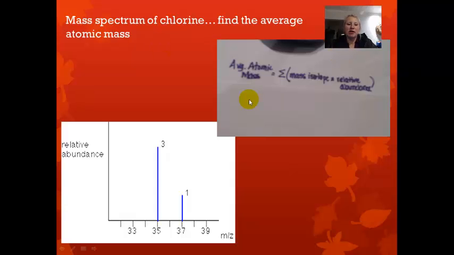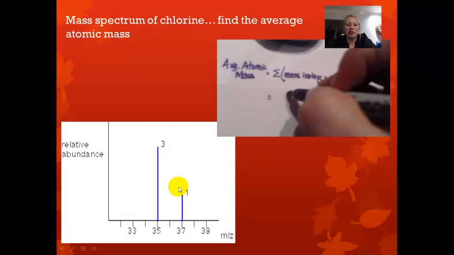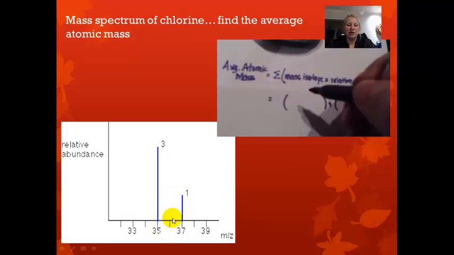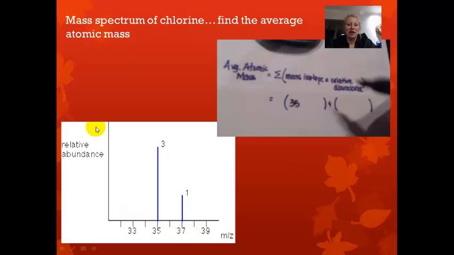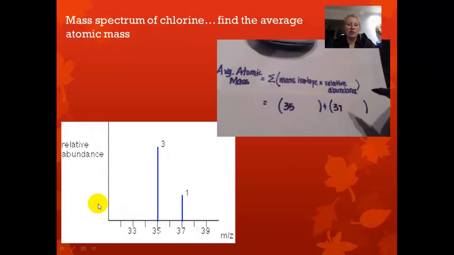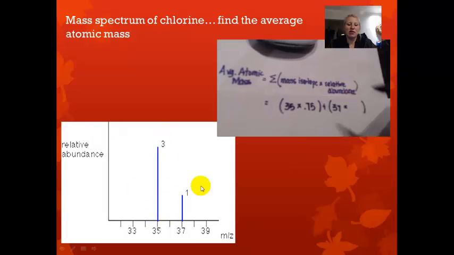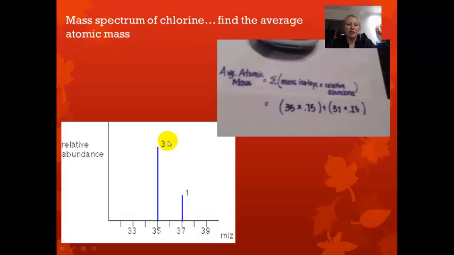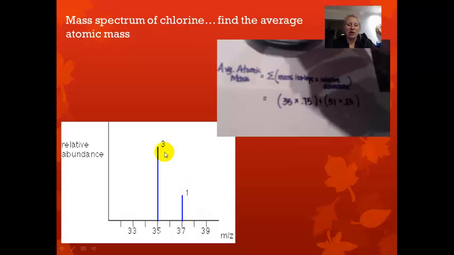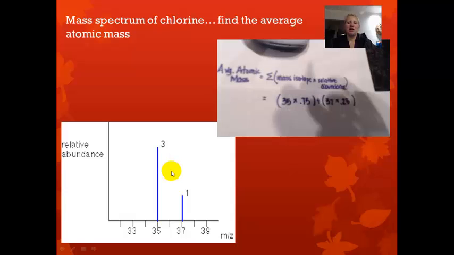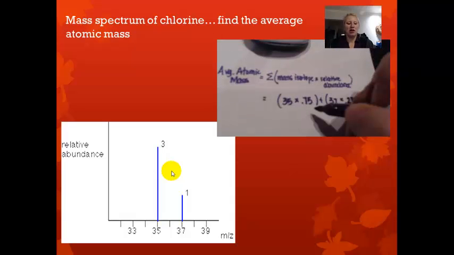Here's another example. Here's the mass spectrum of chlorine. Find the average atomic mass. Again, we have two isotopes, so two sets of parentheses. The mass of the first is 35, and the mass of the second is 37. And this time, they don't give you numbers on the left, they give you 3 to 1, meaning that the height of this peak is 3 to 1. So 3 divided by 4 is 75%, and 1 divided by 4 is 25%. Change those to decimals, and when you plug them in, you get an average atomic mass of chlorine of 35.